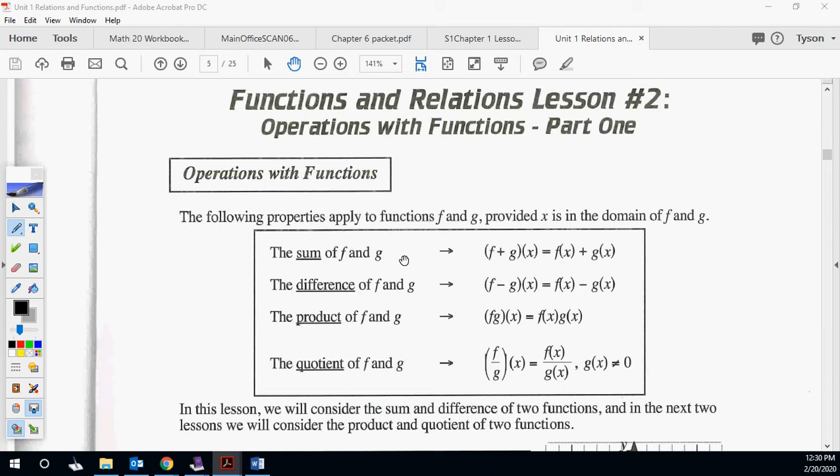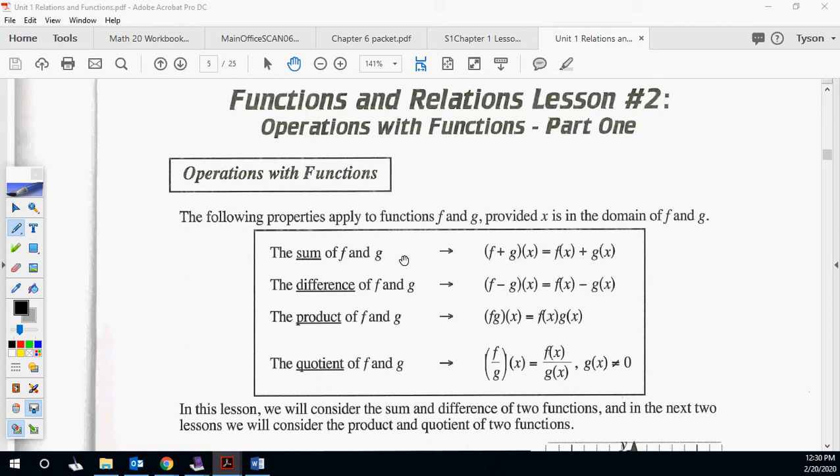So the sum of f and g, (f plus g)(x) equals f(x) plus g(x). That simply means if you know what f(x) and g(x) are, you combine like terms and make a new function. Conversely, difference is the same thing, but you're subtracting the two. Biggest thing here: when you're subtracting g(x), if it's more than one term, you have to distribute the negative, right? You're subtracting the whole function.